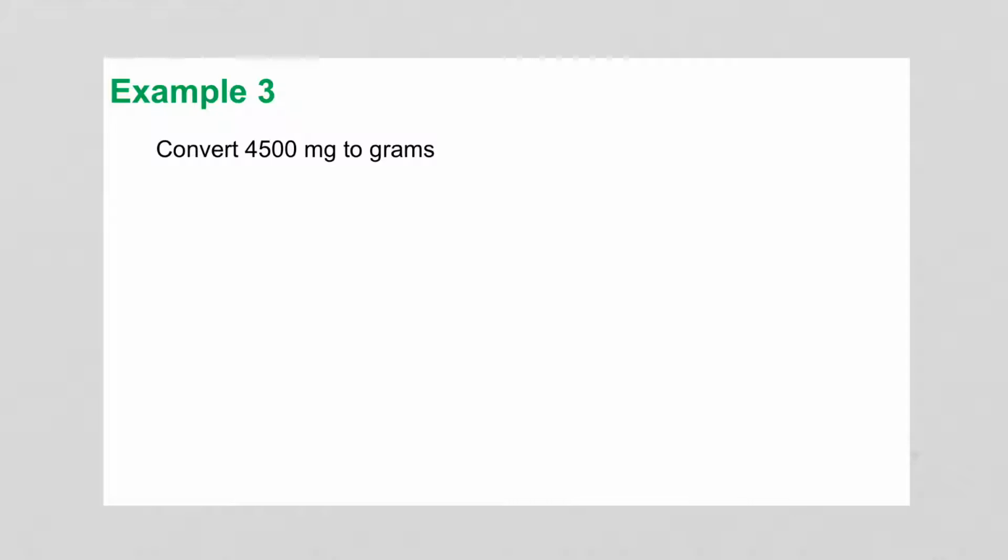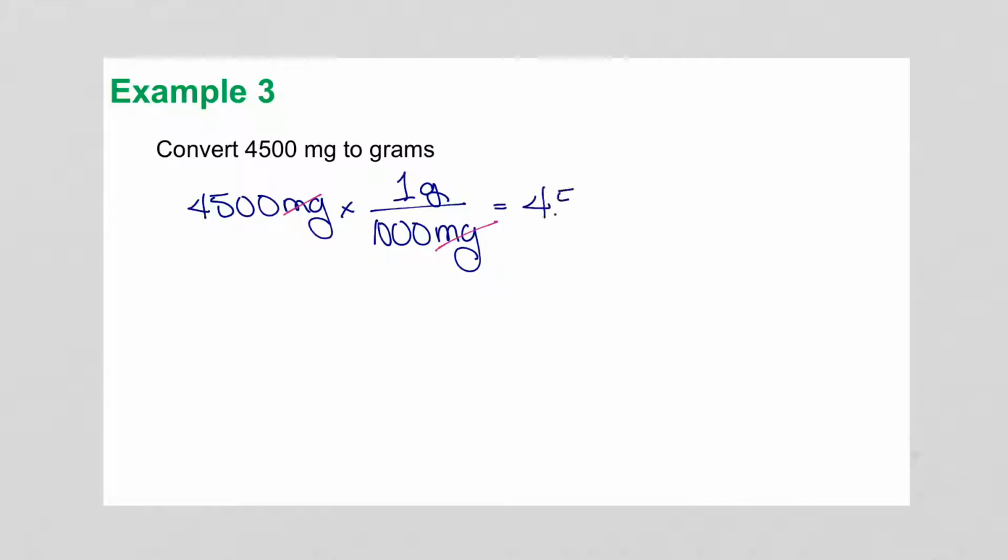Convert 4,500 milligrams to grams. So according to our conversions on the previous page, 1,000 milligrams are in 1 gram. And so take 4,500, divide by 1,000, and we get 4.5 grams.